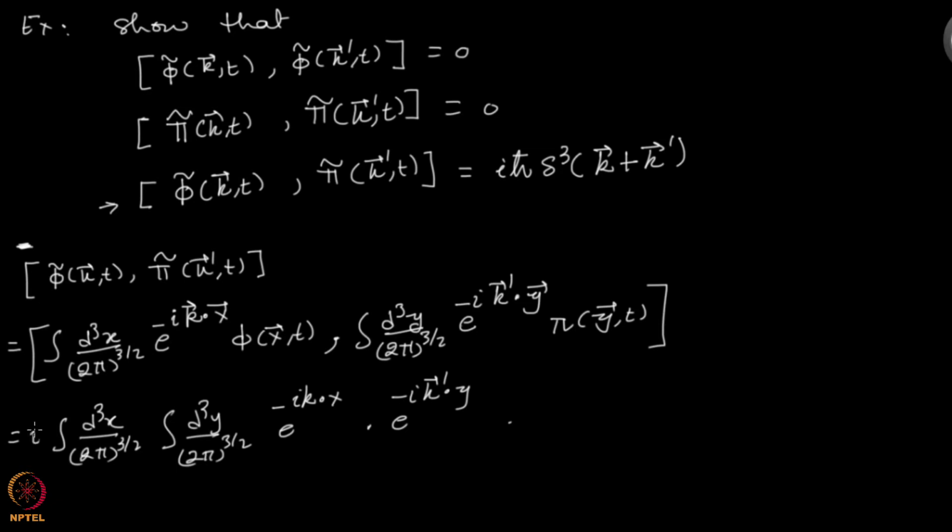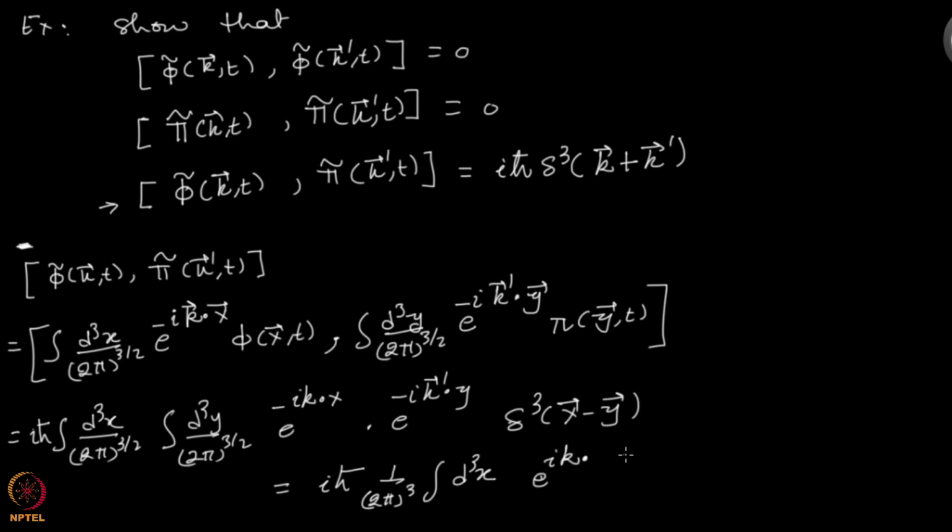So I have i h bar, which I can put here, and I have a delta cube x minus y. Okay, that's good, which is equal to i h bar. Now let me do the integral over y. So I'm going to do the integral over y and use the delta function to set y equal to x. So wherever I have y, I will put x. Now these 2 pi I will combine, and I'll write as 1 over 2 pi cube. I have integral over d cube x left. The delta function will be gone when I do the integral over y, and this will become e to the i k dot, or let me bring out a minus, x.